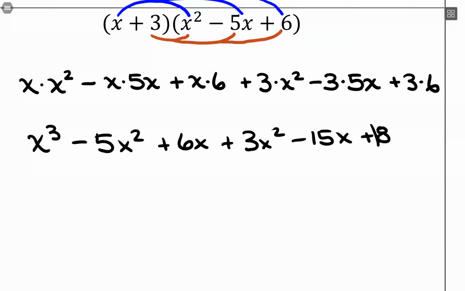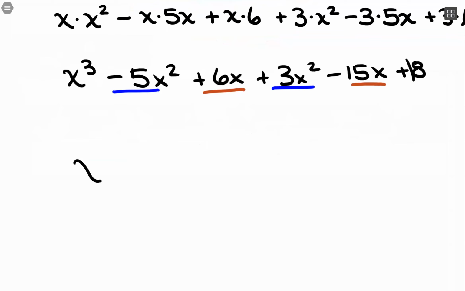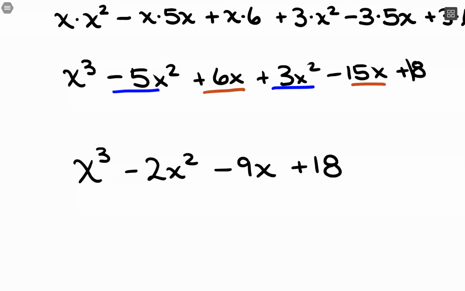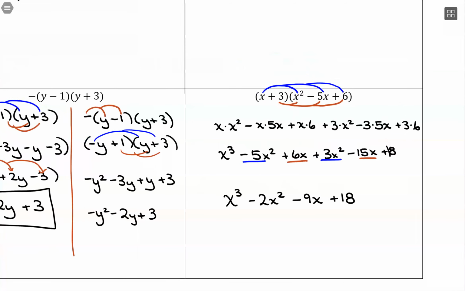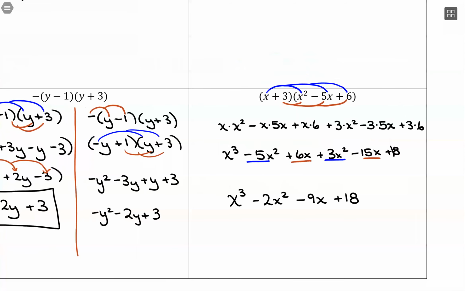And now I'm going to go looking for like terms. So we have an x squared and x. So x cubed will go out front. Negative 5 plus 3 is a negative 2. 6 minus 15 is negative 9. And then we have this plus 18. So that's our multiplication. Again, things we've been doing this term. Maybe this is a newer one with more terms to multiply across, but it's all about taking terms from one set of parentheses and distributing them through the other set of parentheses.